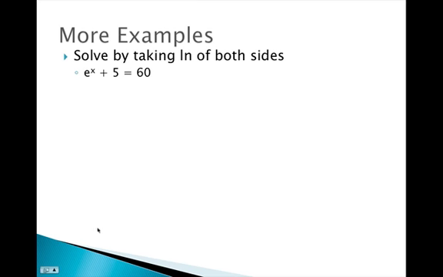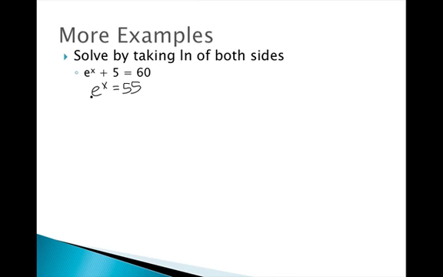So now we've got e to the x plus 5 equals 60. So again, do any basic algebra that you can. So we're going to subtract 5 from both sides. So now that gives us e to the x equals 55.